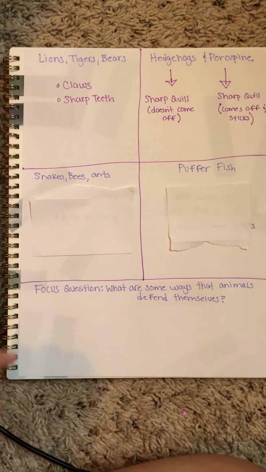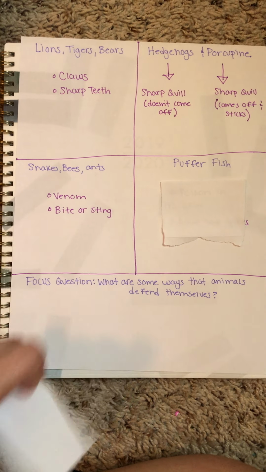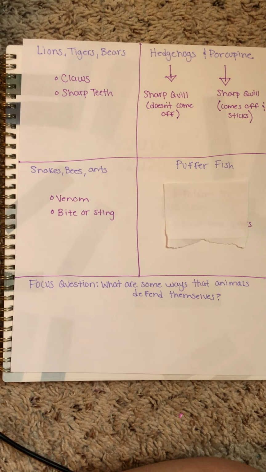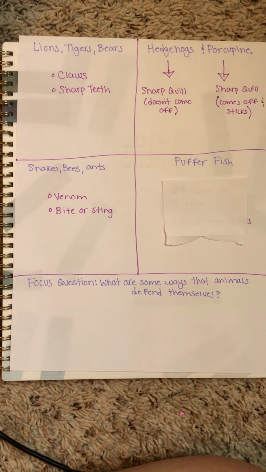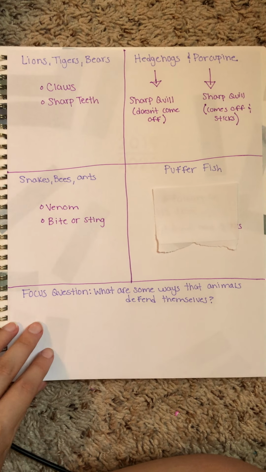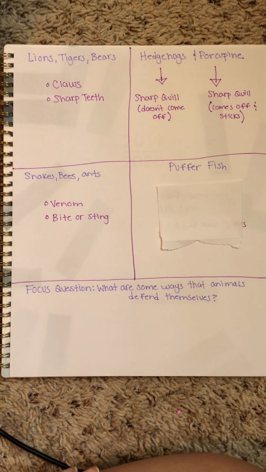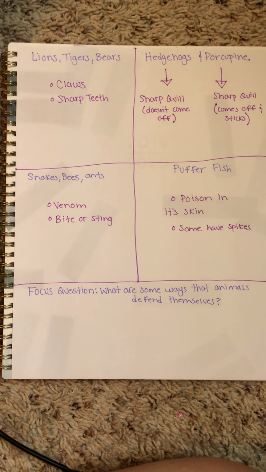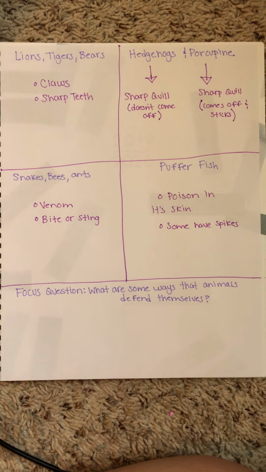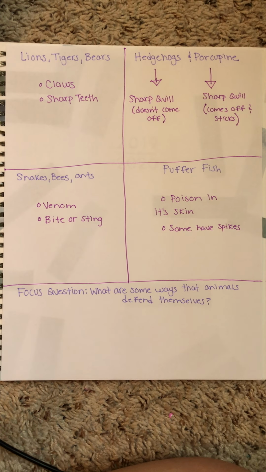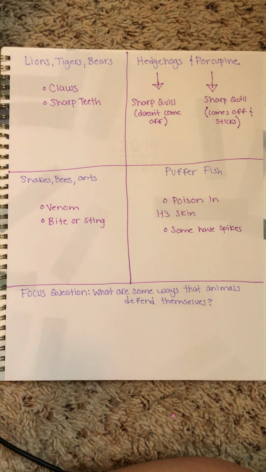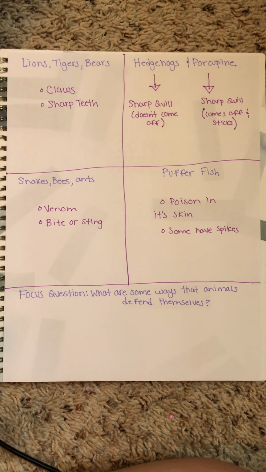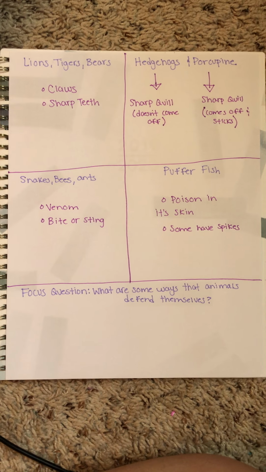Our next one is snakes, bees, and ants. For this one, they have venom, and they either bite or sting. But either way, all 3 of them have venom, which can kill another animal. And then our last one is our puffer fish. It has poison in its skin, and some of them even have spikes on their skin that also protect them. We remember it looks like any other fish until it tries to defend itself, and then it expands, and that makes it harder for whatever is trying to eat it to get to it.